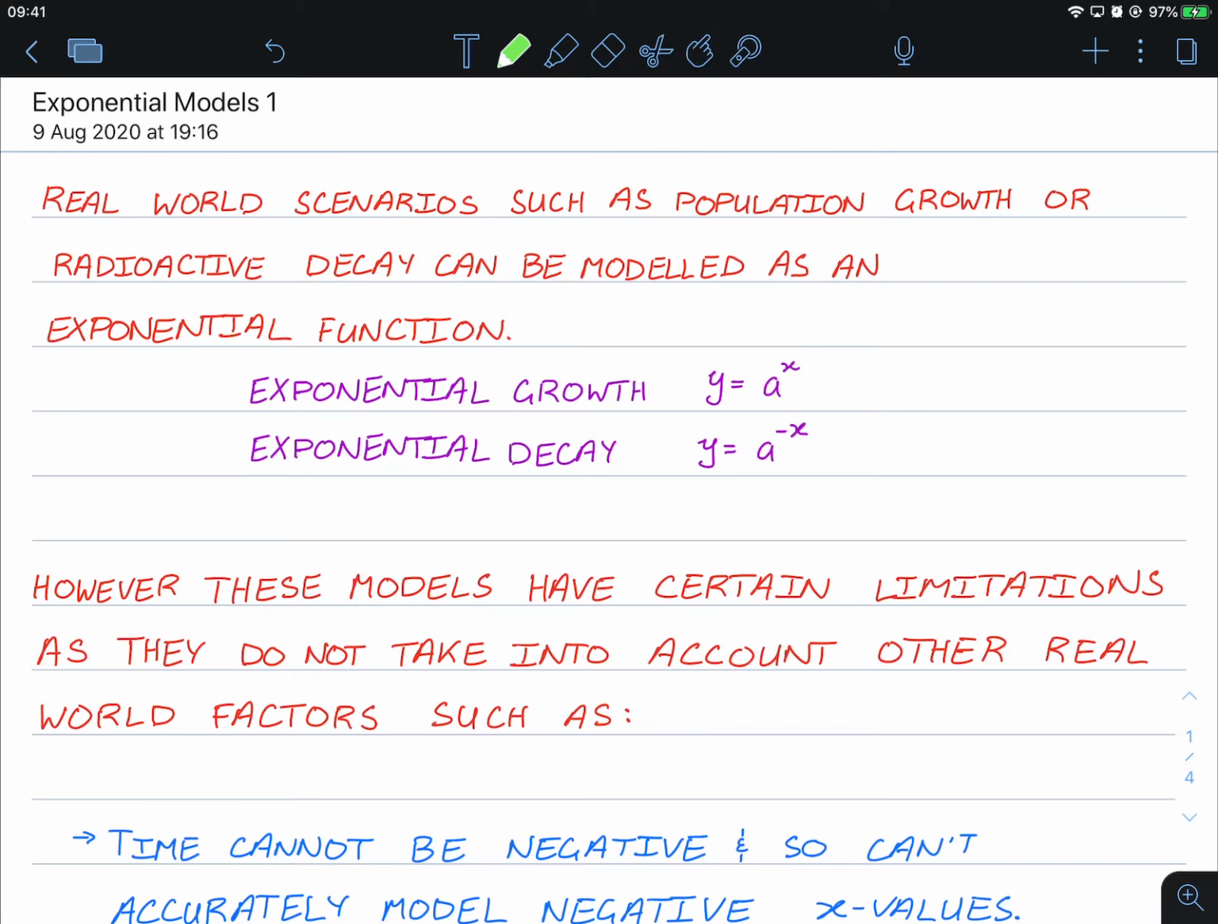Hello class, this is a video tutorial on exponential models. Real-world scenarios such as population growth or radioactive decay can be modeled as an exponential function.